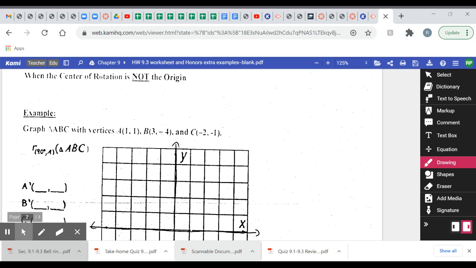Hi, these questions are in the Homework 9.3 packet. You were just supposed to do the front page of that Homework 9.3 packet for homework last class. But then in class, we started going over some of the other questions in the packet that I called some of the extra honors examples. We got to different spots in each class.